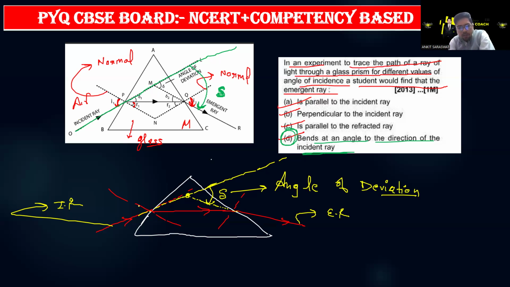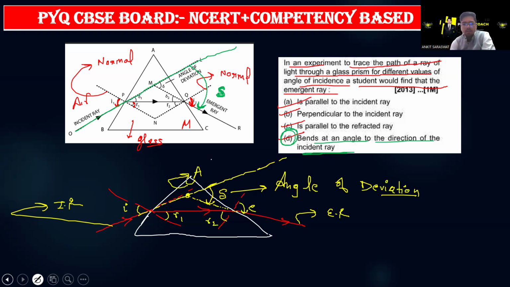So this is the angle of incidence I. This is refraction R1, R2. Okay. This is the angle of emergence. And this is the angle of prism. Okay. I think this much is required. Clear? They can ask about the angle of deviation: it is the angle between the incident ray and the emergent ray.